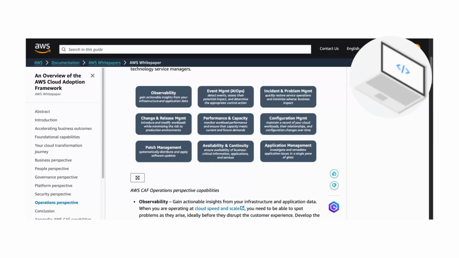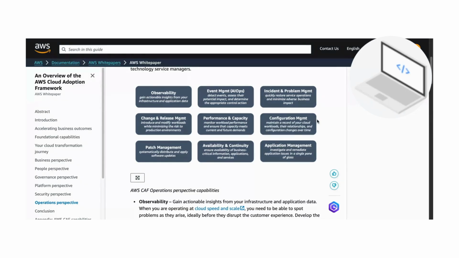Next up is performance and capacity management. It involves monitoring workload performance to ensure that capacity meets both current and future demands. While the cloud provides virtually unlimited capacity, it is crucial to understand service quotas, capacity reservations, and resource constraints. Regular performance reviews and data collection help in assessing whether workloads are meeting targets. Analyzing demand trends over time ensures that capacity aligns with seasonal fluctuations and other operational conditions.